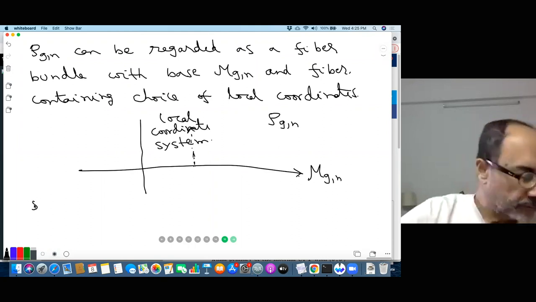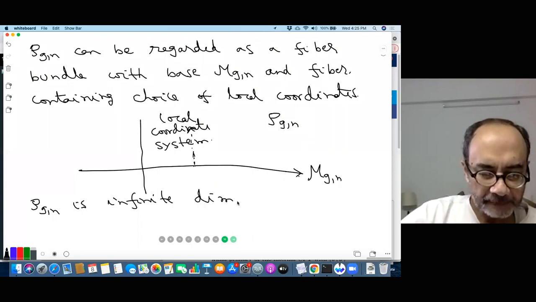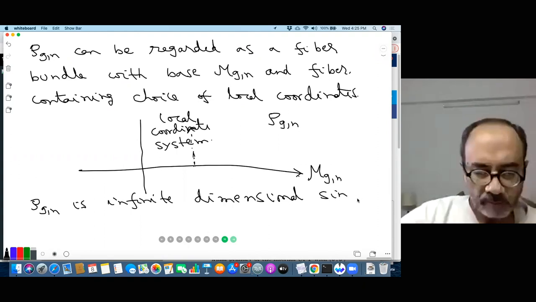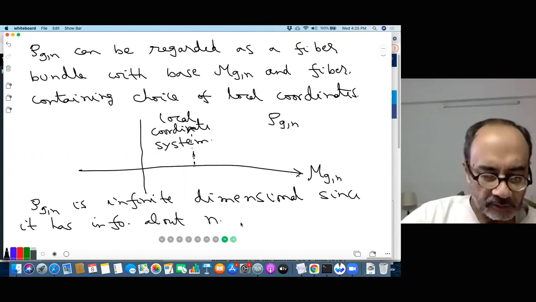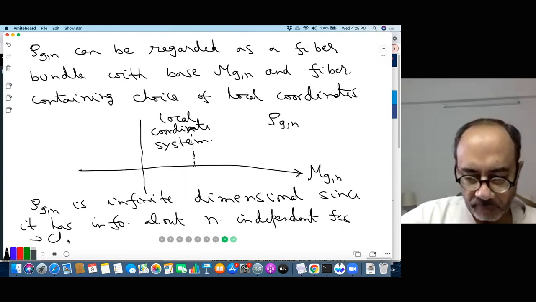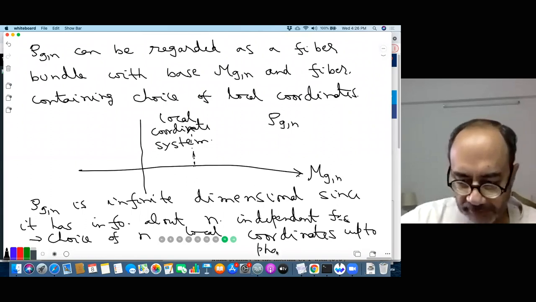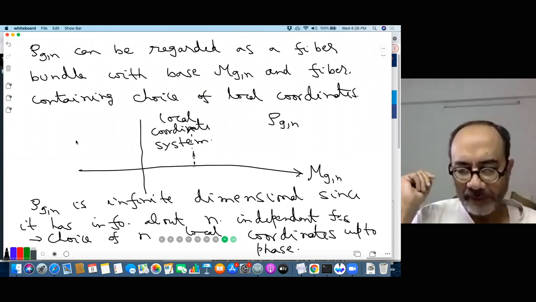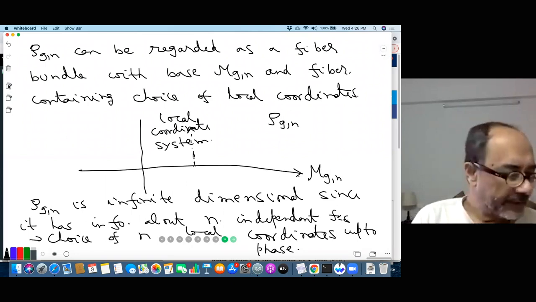So PGN is infinite dimensional. Intuitively, it should be clear, since it has information about n independent functions, that is, choice of local coordinates, but up to phase. If you just change the phase of the local coordinate, it's considered as the same point in PGN. If there are questions, please ask at this stage.